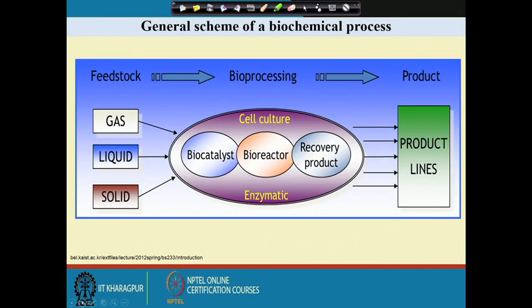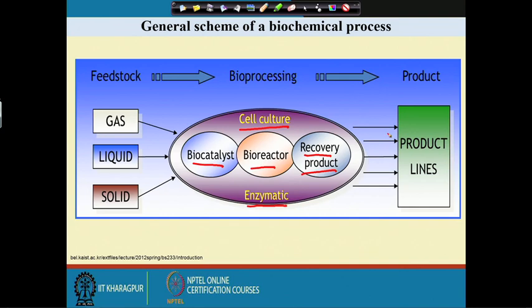So if we look at the biochemical process, it can be divided into three parts. One is feedstock. Feedstock may be anything, it may be gas, it may be liquid, it may be solid. Now bioprocessing, we have biocatalyst, we have bioreactor and recovery of product. Here we require the cell, it may be a plant cell, microbial cell, or animal cell, anything we can use, and then we do the product purification. So we can broadly divide it into three parts.